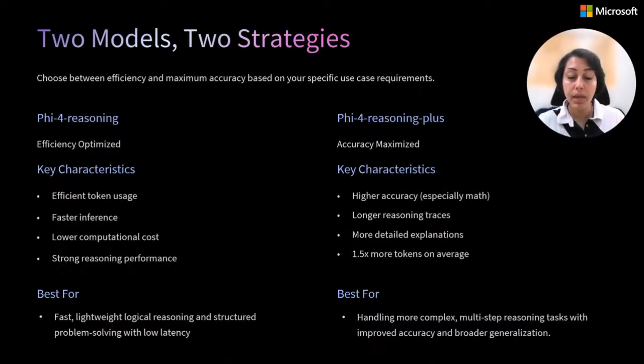And Phi-4 reasoning plus, on the other hand, is accuracy maximized. So it has higher accuracy, especially on math-related questions, with longer reasoning traces and more detailed explanations that have on average 1.5 times longer generations. And this is really best suited for handling more complex, multi-step reasoning tasks with improved accuracy and a broader generalization.